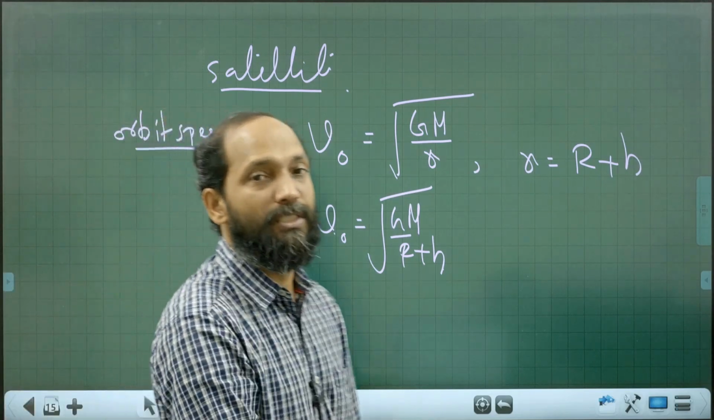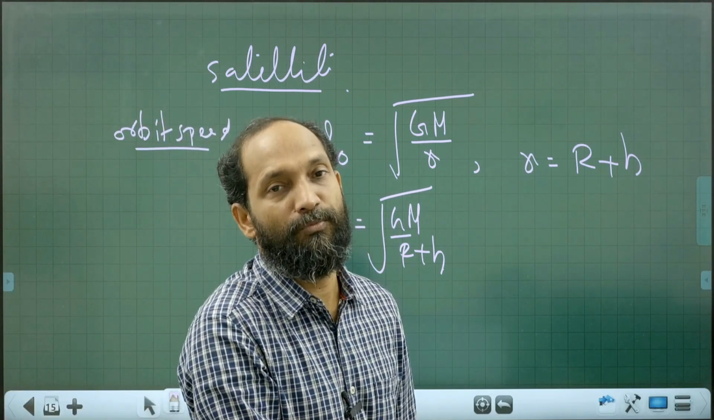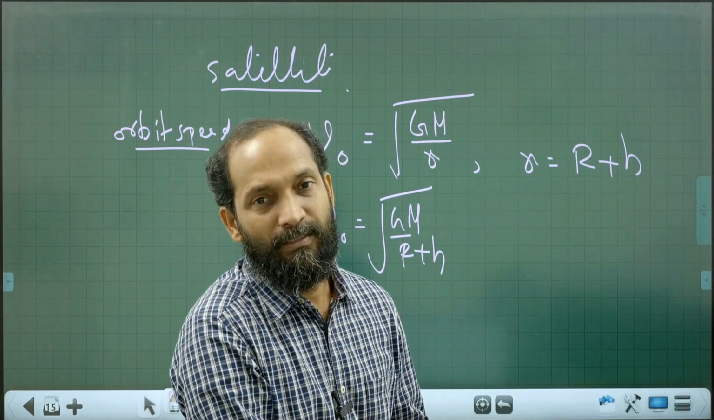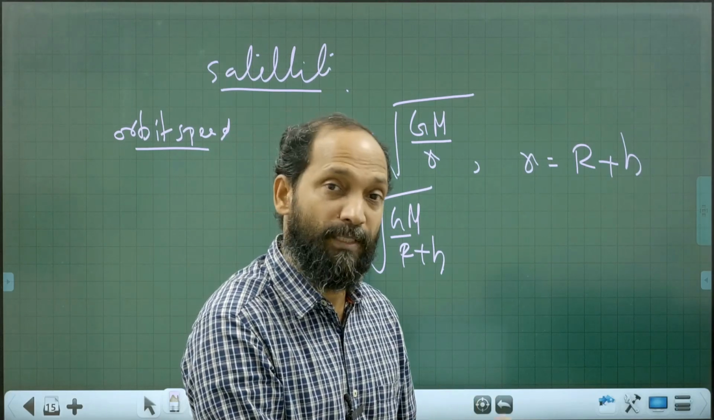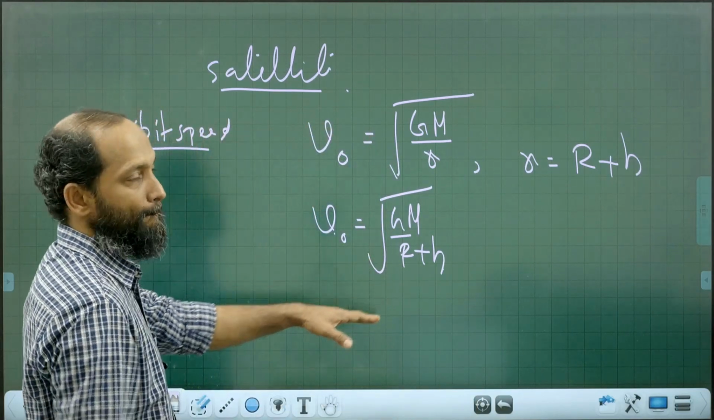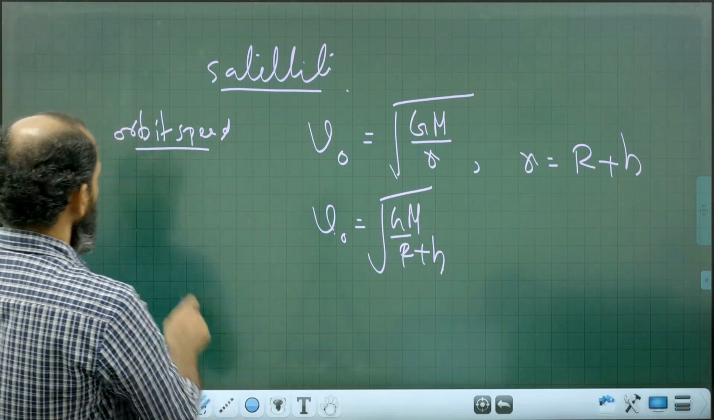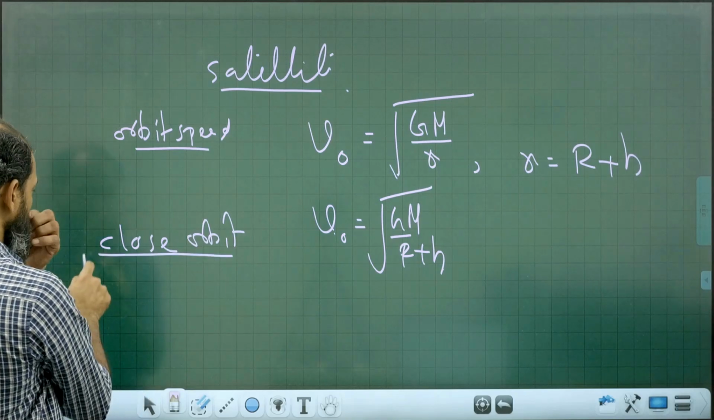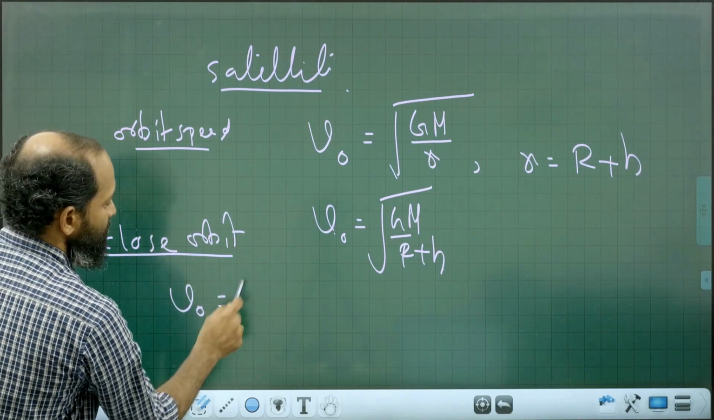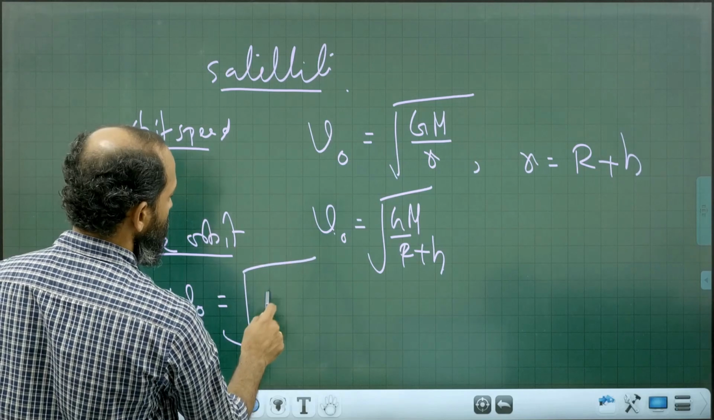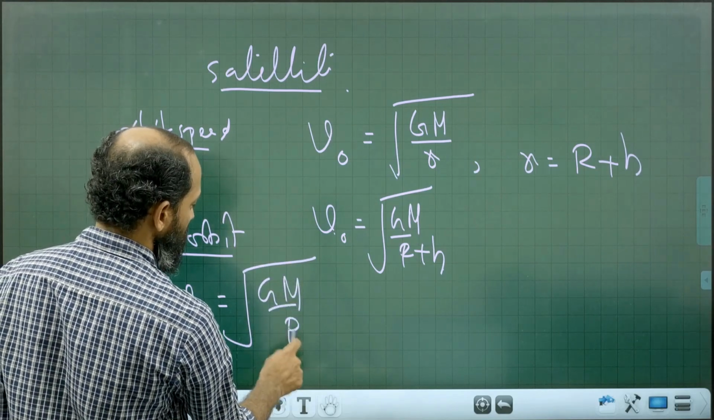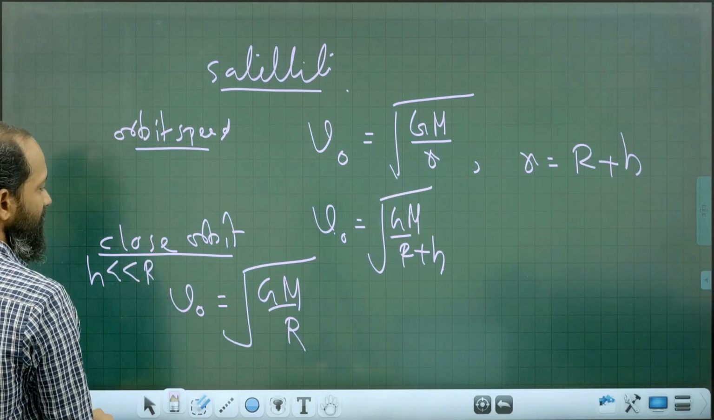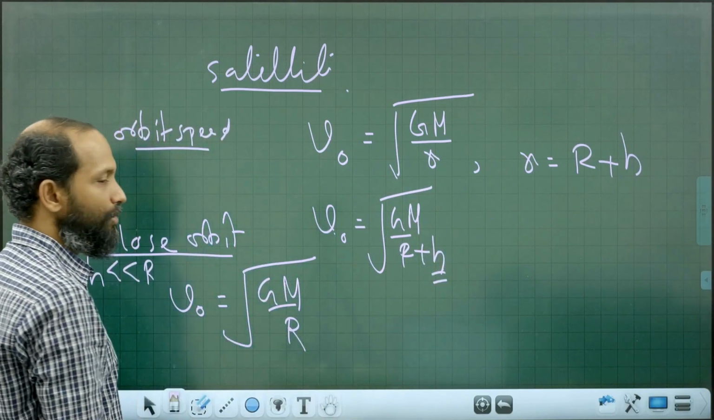As escape velocity also does not depend on the mass of the object. Escape velocity does not depend on the angle of projection. But escape velocity and orbit velocity depend on the height above the surface. For a close orbit, which is very important, for a close orbit satellite the orbit speed, the minimum orbit speed, is equal to root of GM by R. We can neglect h. h is much less than R. That's why h is neglected. So root GM by R.